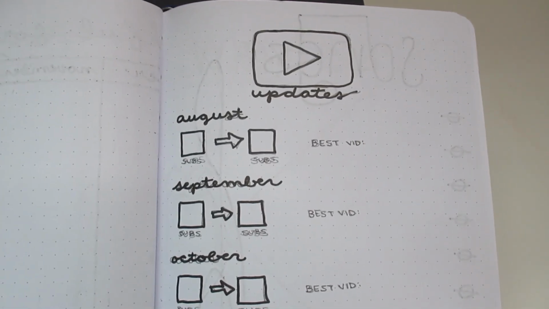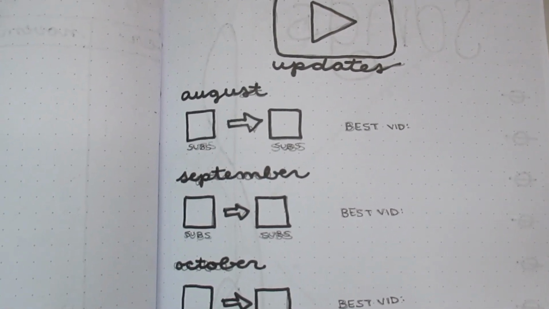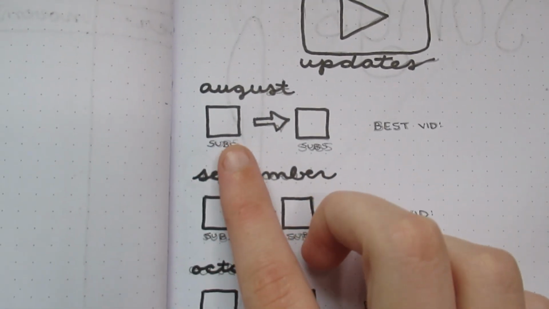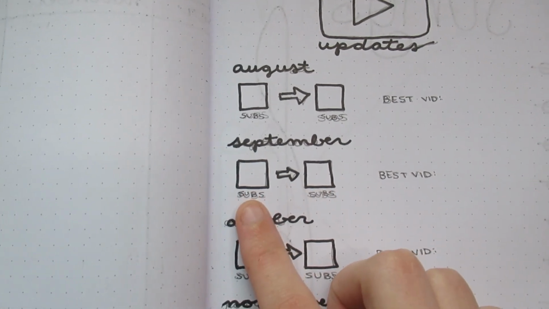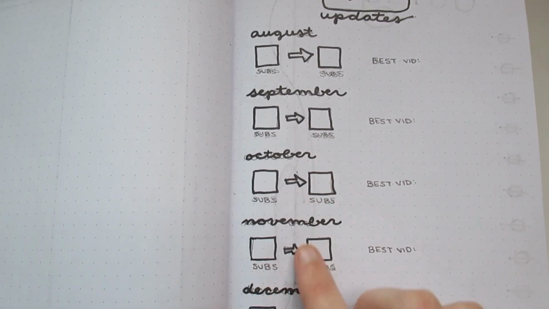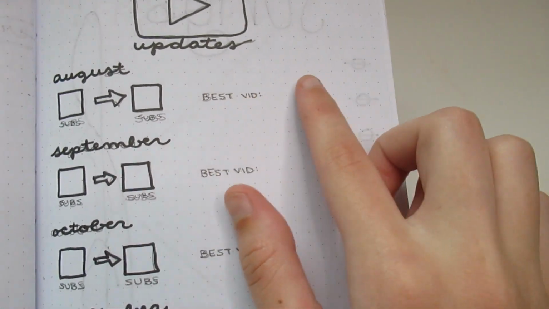This page is another YouTube thing. It's my YouTube updates. For each month, I have the number of subscribers I start with and the number of subscribers I end with, and then I put my best video.